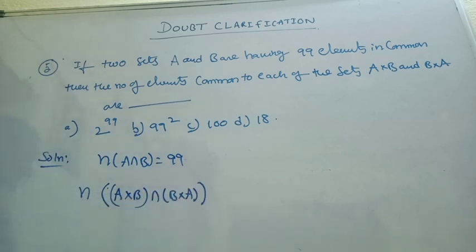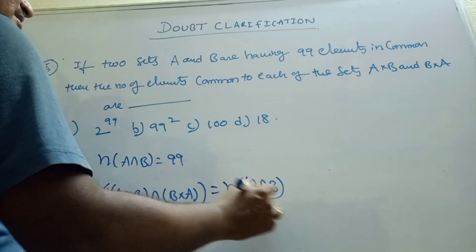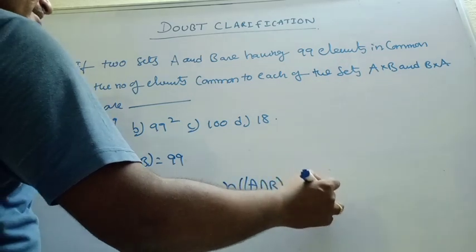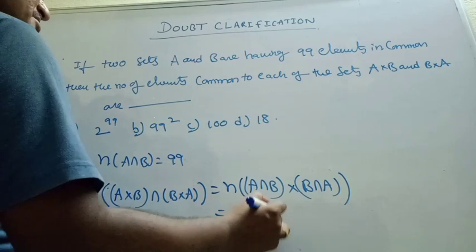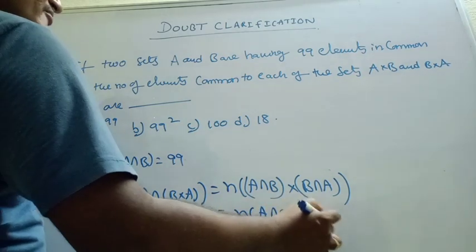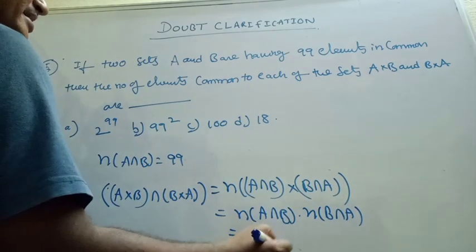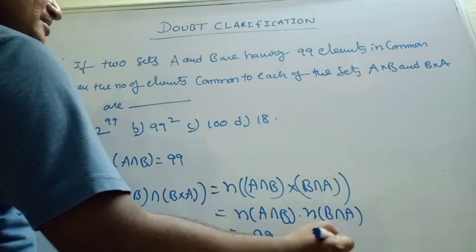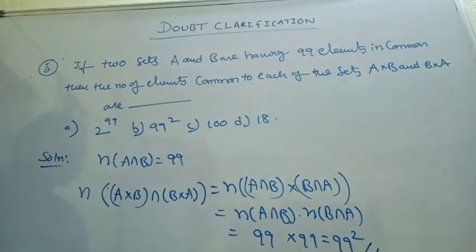The number of elements which are common to A cross B intersection B cross A, we can write with the formula as n of A intersection B cross B intersection A. That is, n of A intersection B into n of B intersection A. That means you have here 99 into 99, that is, 99 square elements.